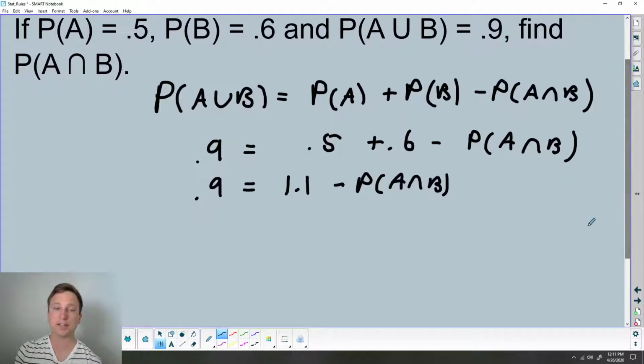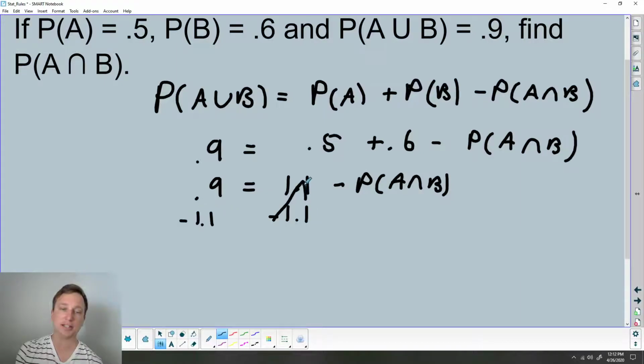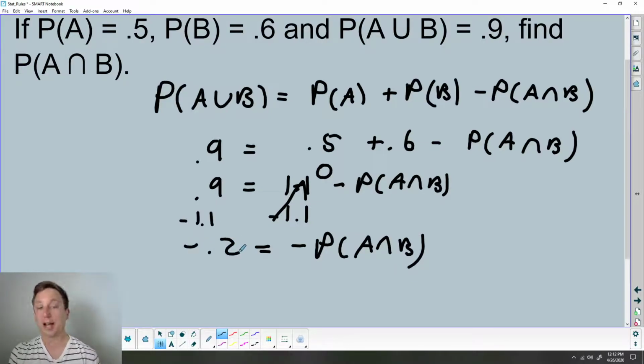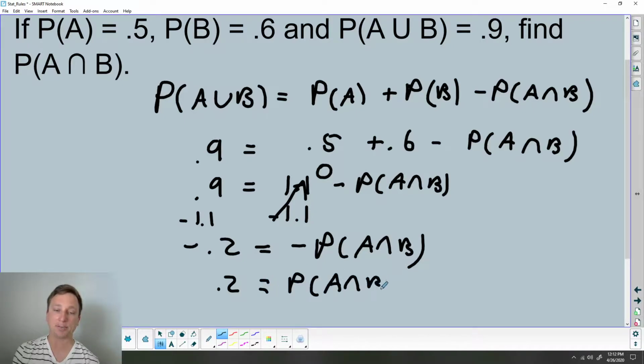So now we just solve this. Take 1.1 away, minus 1.1 to get 0. So I have a negative probability of A intersect B. Probability of A intersect B is negative 0.2. So that's okay that this is negative 0.2 because this is the negative probability of A and B. So we just multiply by negative 1 or we flip the signs. So 0.2 is the probability of A and B.